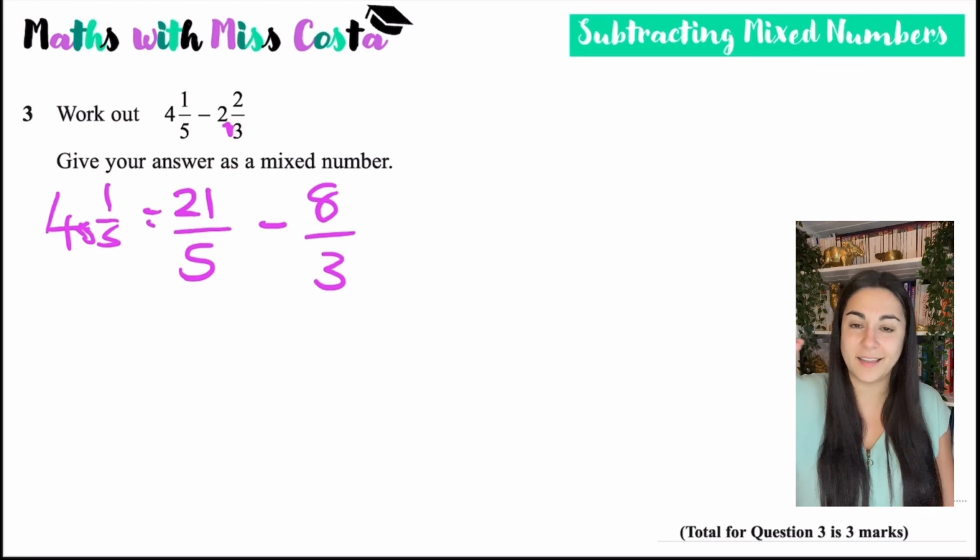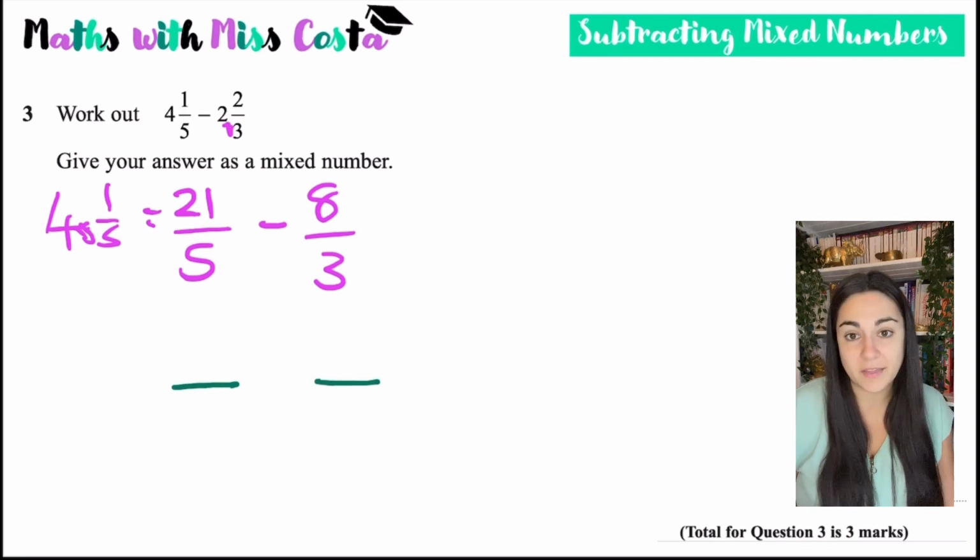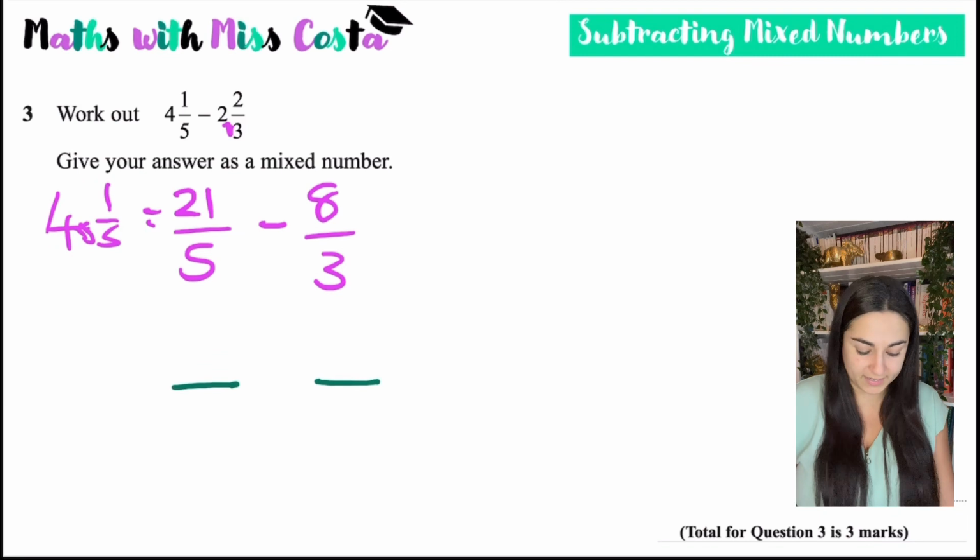So now you've got 2 improper fractions, and the reason we turn them into improper fractions is so that we can then turn them into fractions with the same denominator, because in order to add or subtract fractions, they need to have the same denominator. So to find the same denominator, I'm going to work out the lowest common multiple. So the lowest number that 5 and 3 multiply into, which would be 15.